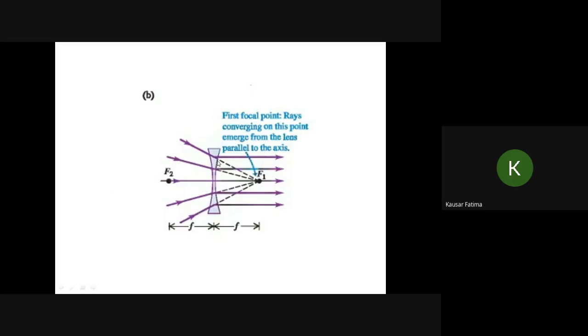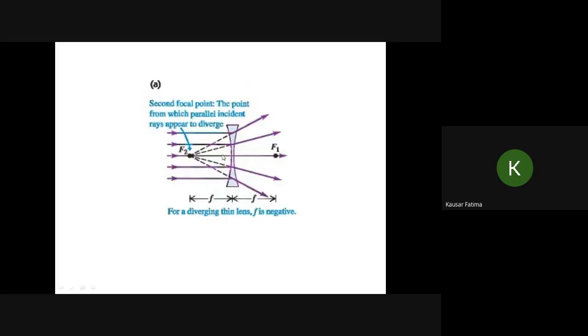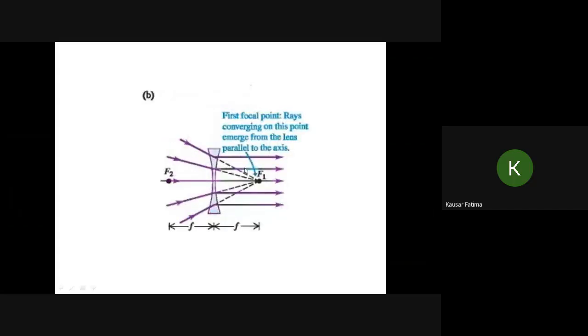Parallel rays will appear to be coming from this point, and those rays which are striking this optical center on the other side, appearing to be striking on the other side, become parallel.